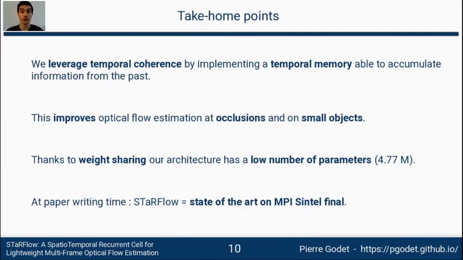So, to conclude, we leverage temporal coherence by implementing a temporal memory able to accumulate information from the past. Using learned features in the temporal recurrence allows better exploitation of temporal information than propagating optical flow estimates as proposed in continual flow. Our multi-frame process improves optical flow estimation at occlusions and on small objects.